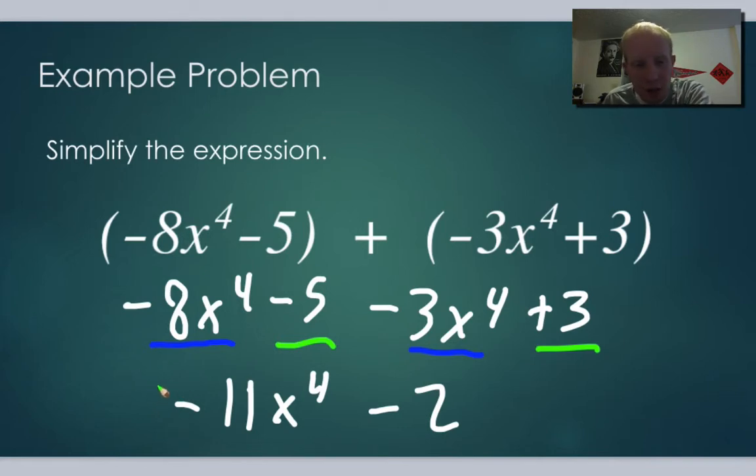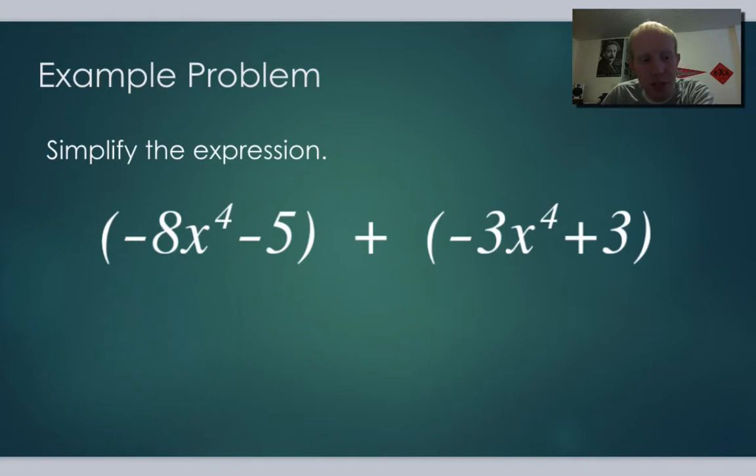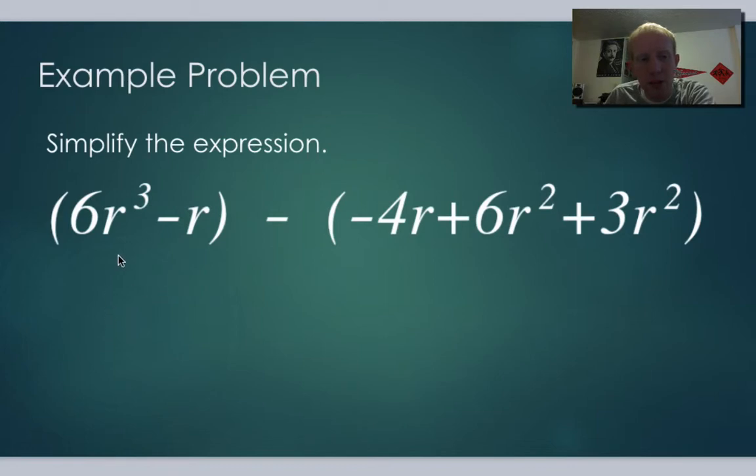You just add the terms that are the same power and you're good to go. Okay? Let's try one more, just to make sure we got this down. So 6r cubed minus r minus negative 4r plus 6r squared plus 3r squared. Okay, let's see what we can do.